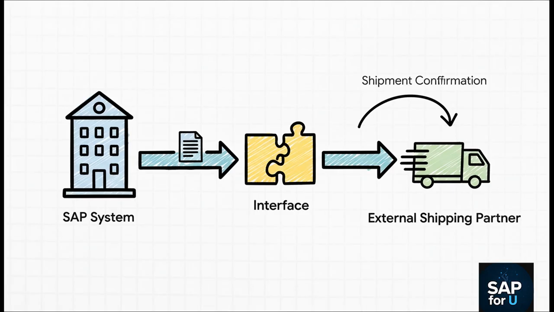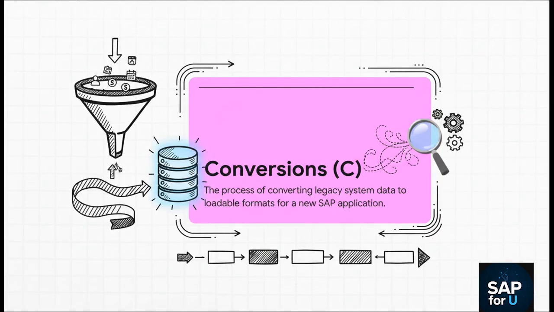This is a perfect real-world scenario. Let's say your company makes a sale in SAP. Great, but the physical box has to get shipped by an external company like FedEx or UPS. The interface is the magic that automatically sends all the delivery info from your SAP system to their shipping system. No one has to type anything twice. It just works.